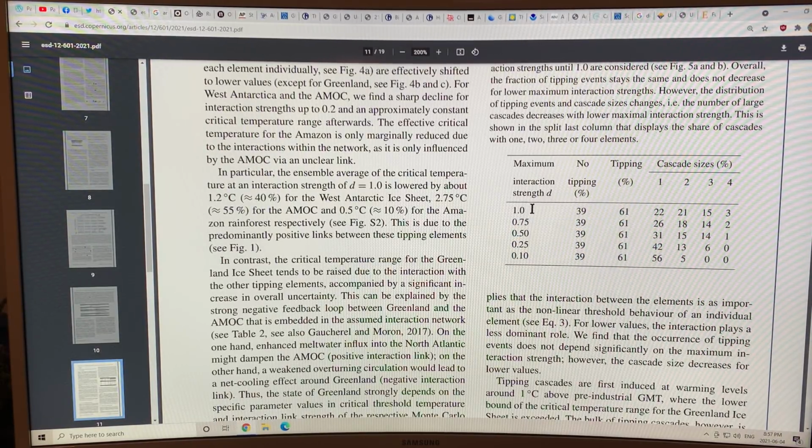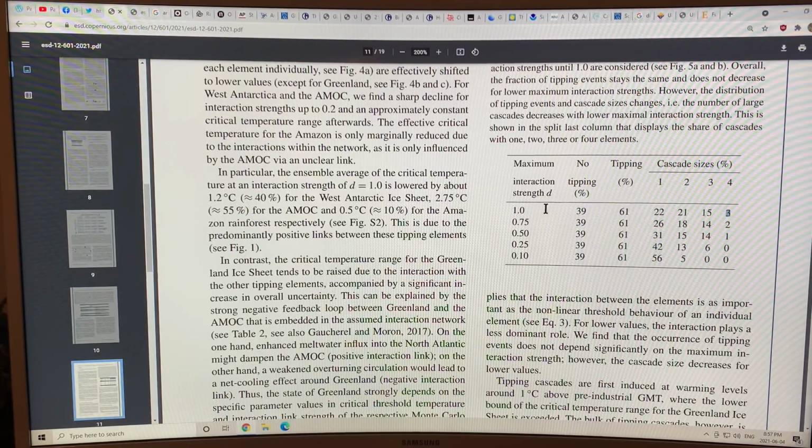Now, the interaction strength varies from 0 to 1. If it's 1, the strongest, only one element tips 22% of the time, two elements tip 21% of the time, and then three elements, 15%. And all four of them tip in 3% of the simulation runs.